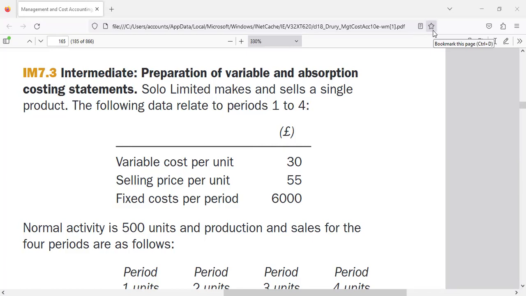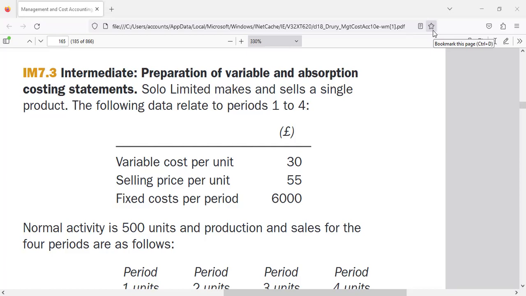Now, what is absorption costing? When we talk about absorption costing, this is a costing system where all production overheads are absorbed into production. When I talk about production overheads, just know that I'm referring to both the variable production overheads and the fixed production overheads. We are going to see how to deal with that.